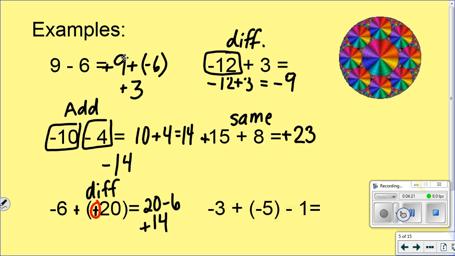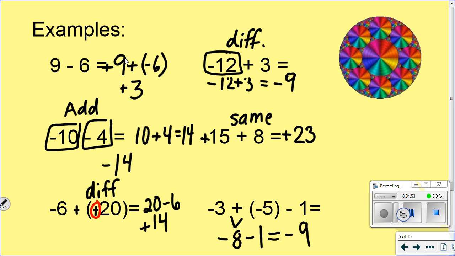And last one, negative 3 plus negative 5 minus 1. I'm going to do my negative 3 plus negative 5. Same signs, so I'm going to add. 3 and a 5 is 8, but they're both negative. So now I have negative 8, and I have a negative 1. Well, 8 and 1 is 9, so negative 8 and a negative 1 is negative 9.